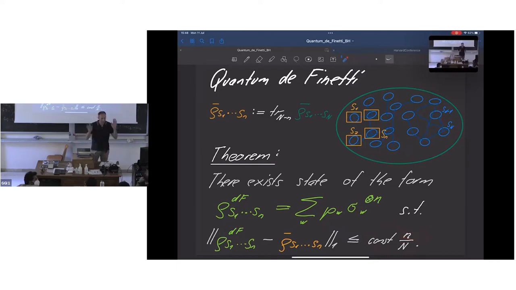Yes, sure. Please, anyway, ask questions. I have enough time for questions. Hi. Can you comment on how this result is related to Schumacher compression? To what? To Schumacher compression.